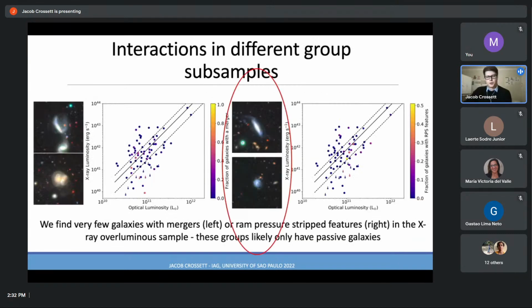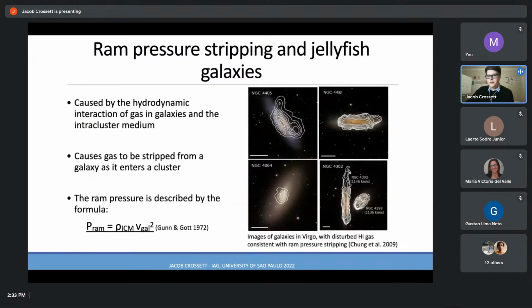Now, I still want to circle back a little bit to the ram pressure stripped galaxies and how I mentioned that there were fewer of them in the X-ray overluminous groups. This was a little bit of a surprising result because a stronger X-ray flux would suggest a stronger or more dense intra-cluster medium, which is very important for ram pressure stripping. So I want to explore this idea of ram pressure stripped galaxies in groups a little bit more. As a bit of a primer, we'll go back and look in more detail at ram pressure stripped galaxies.